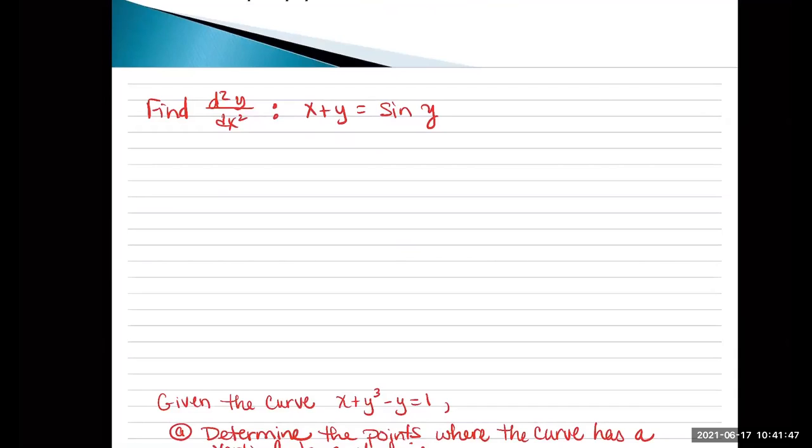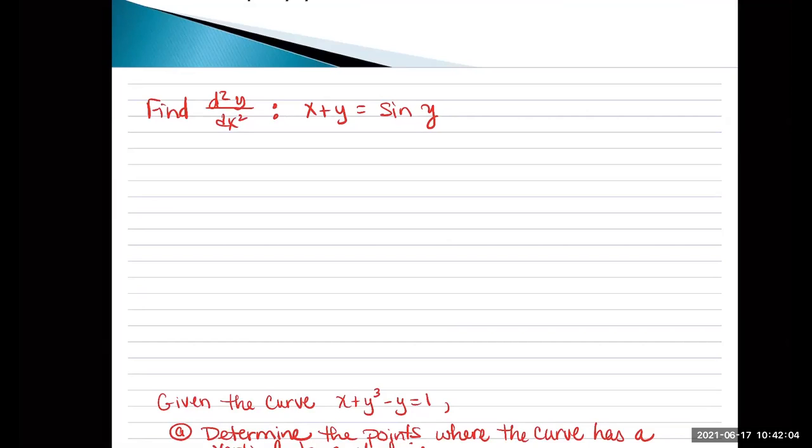But if you want to go back and, if you have them laying by you on a sheet of paper, you can refer to them. All right, but here is our problem. Notice it says find the second derivative of y with respect to x. Well, we know that the first thing we need to do is find the first derivative.